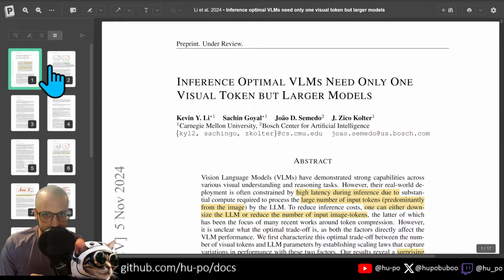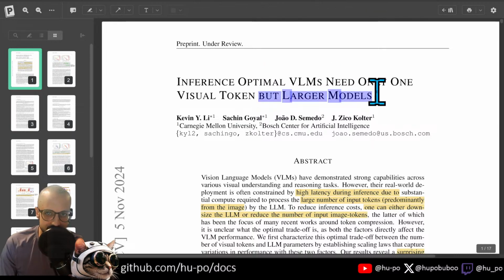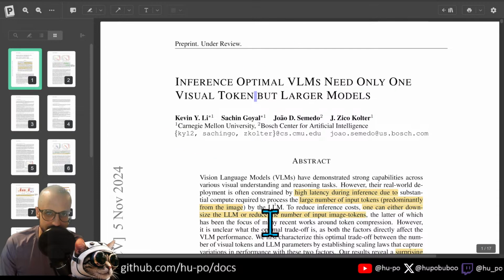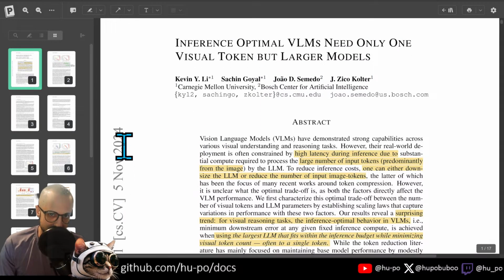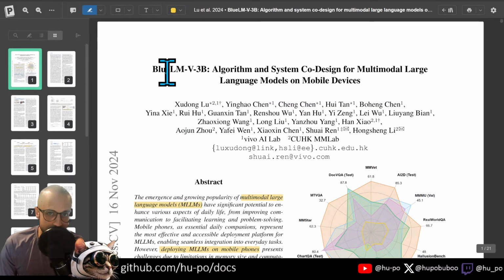Okay. The next paper I'm going to introduce here is called Inference Optimal VLMs Need Only One Visual Token, but Larger Models. I don't know, that isn't actual English, but this was released on the 5th of November. And then we have a second paper here called BlueLM V3B, Algorithm and System Co-Design for Multimodal Large Language Models on Mobile Devices.